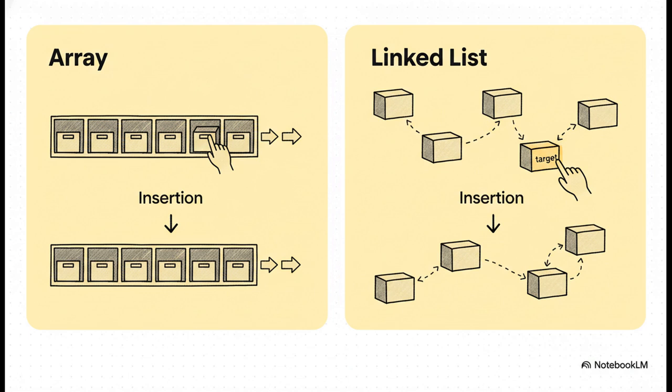Then, on the other hand, you have a linked list. This is way more like a scavenger hunt. Each item holds a little clue that points you to the very next one. So, finding the 50th item means you have to follow 49 clues first, which is obviously pretty slow. But adding a new clue right in the middle, that's super easy. And right there, that's the classic trade-off, speed of access versus flexibility.